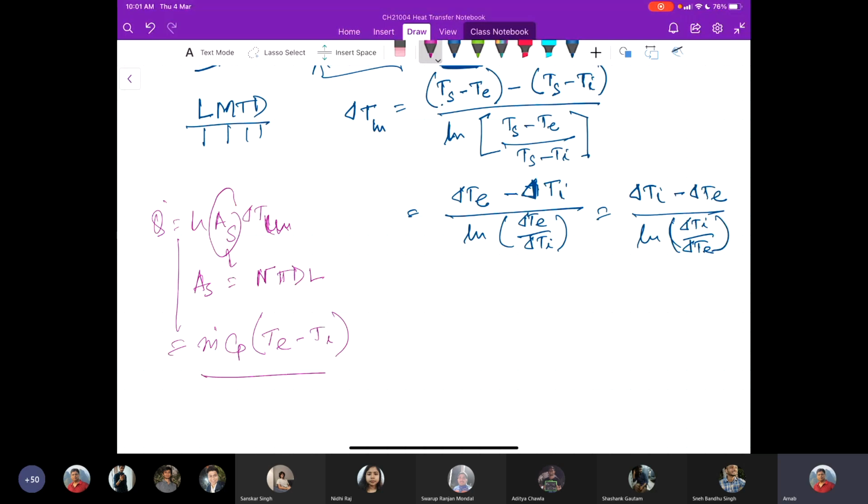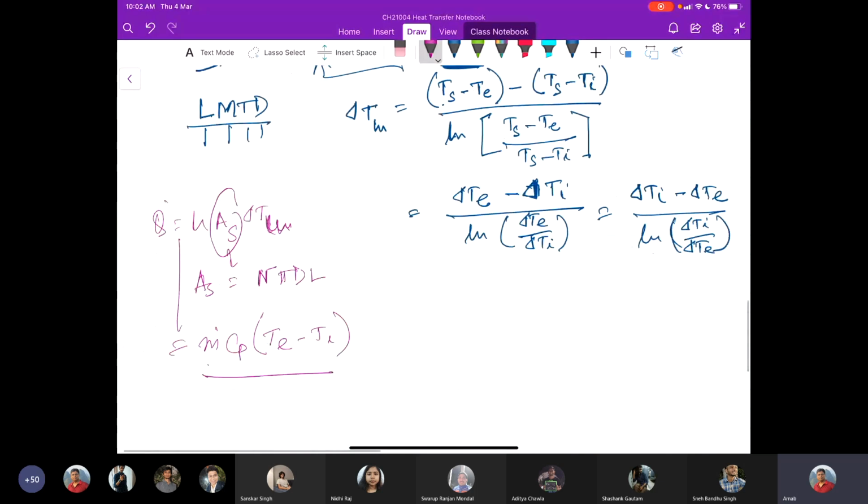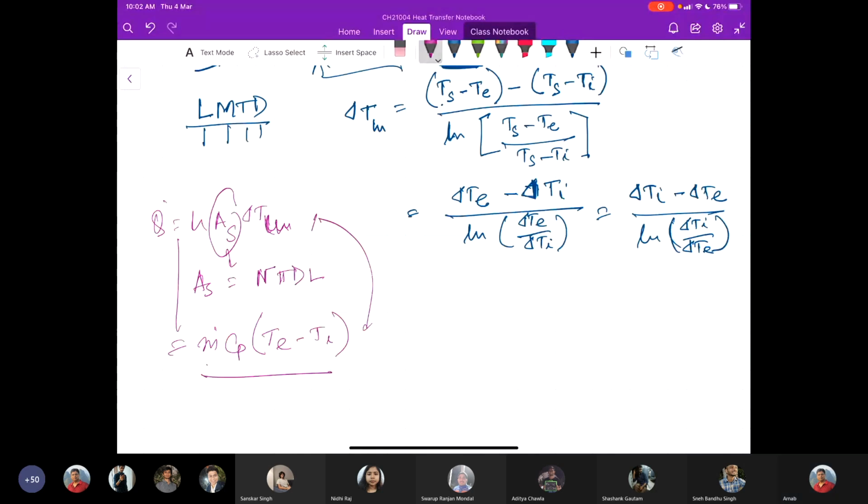So sometimes we use this relation, but in this case, we have to know the total mass flow rate. And sometimes we use this relation to find out the LMTD from this expression. And again, sometimes it is more convenient to use only this expression because it doesn't require the calculation of LMTD.